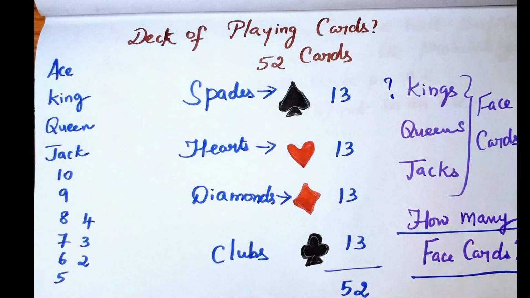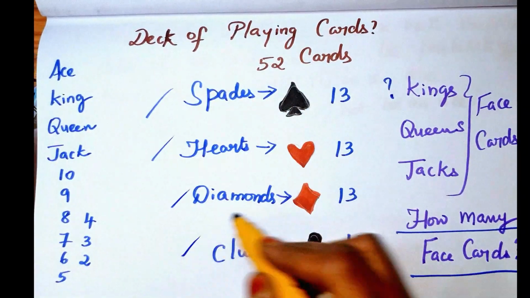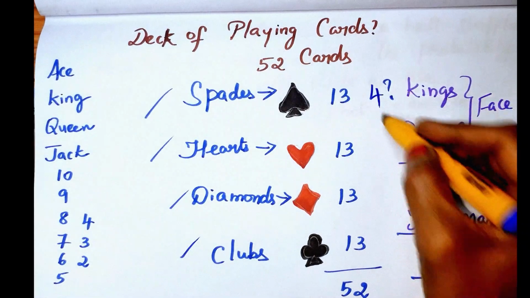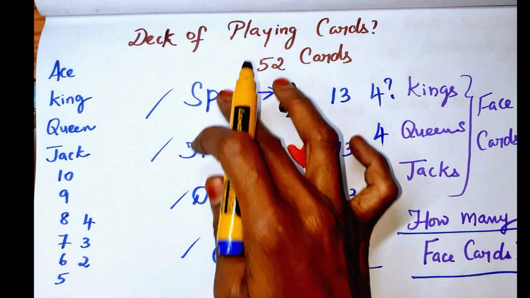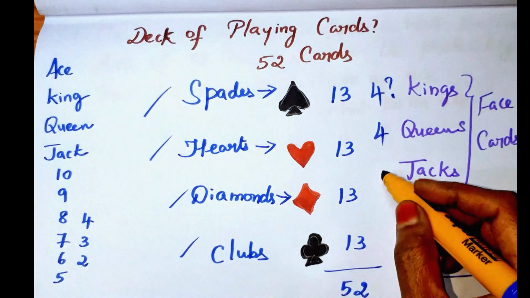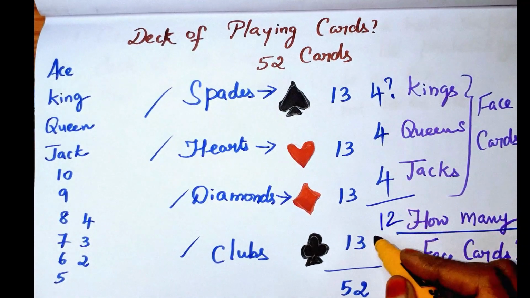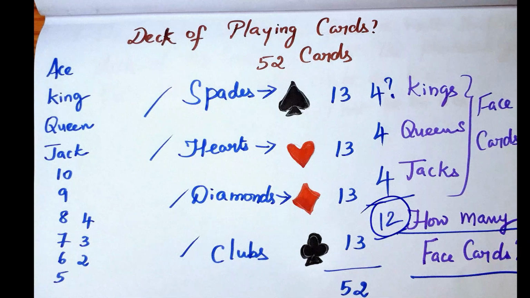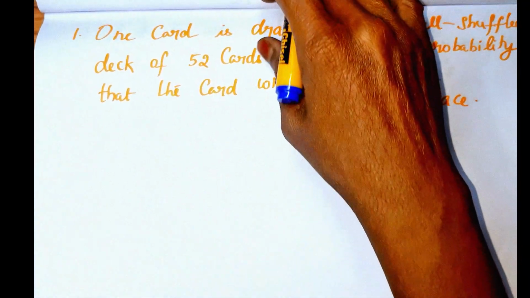Now my question is, how many face cards are there? Now you tell me, how many kings will be there? In every shape we have a king. So totally we have 4. How many queens? That is also 4. In all these suits we have 1 queen. So totally 4. And jacks similarly. So 4 plus 4 plus 4, 12. This is the total number of face cards. Clear?